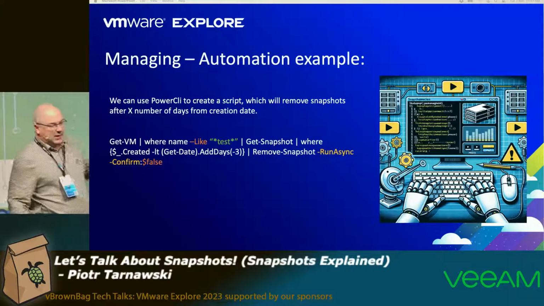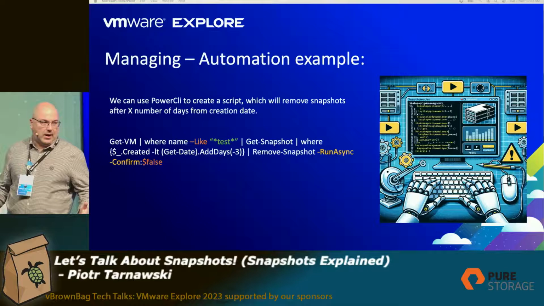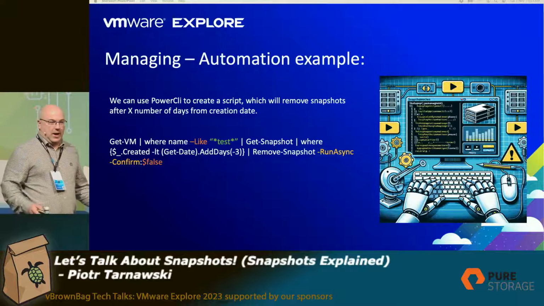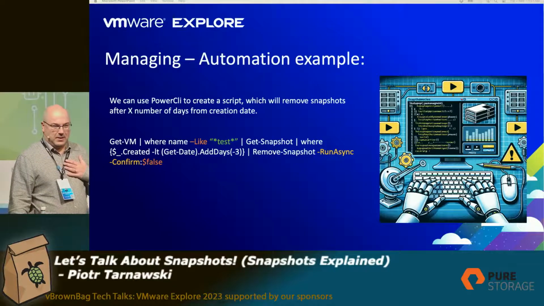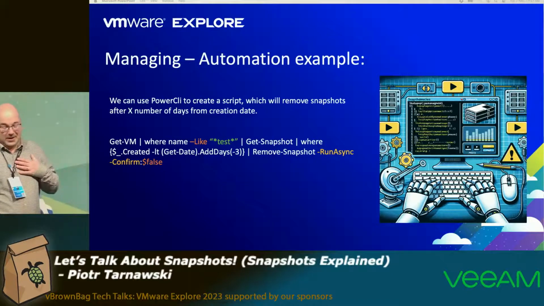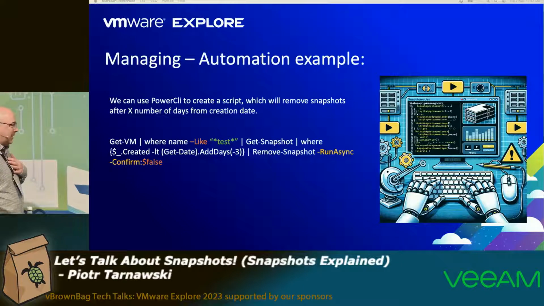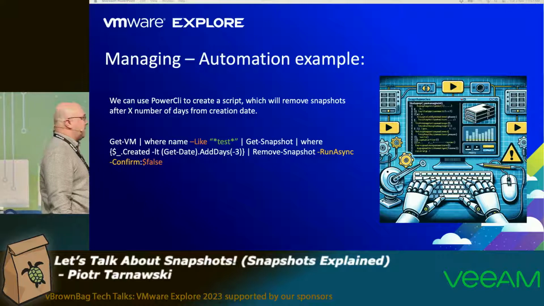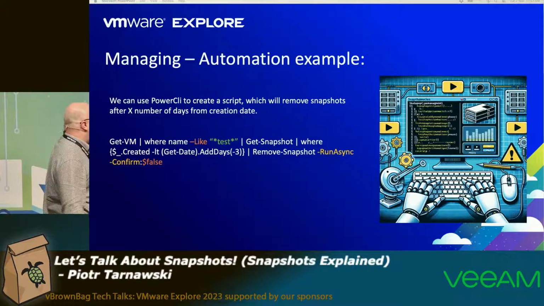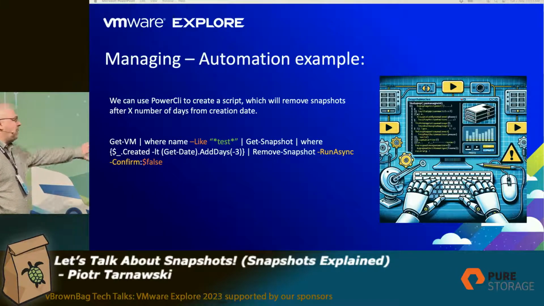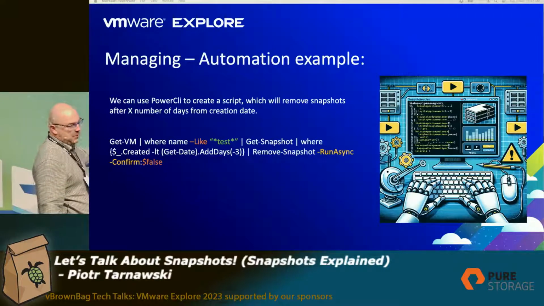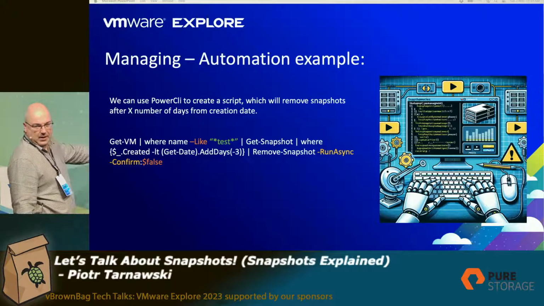Because we are taking snapshots for our different departments, finance, data warehouses, and everything, and I don't remember that I took it. I don't, and no one does. That's why we want to automate the process of removal. And this is a simple one-liner which runs on the job server, and it runs daily.